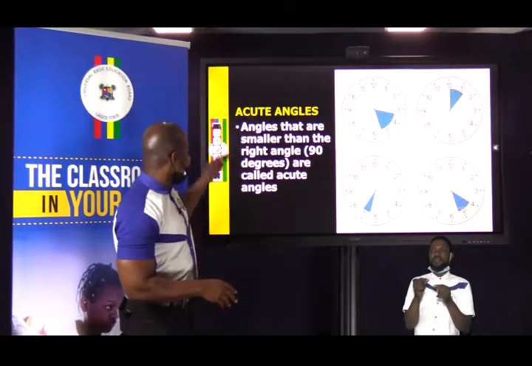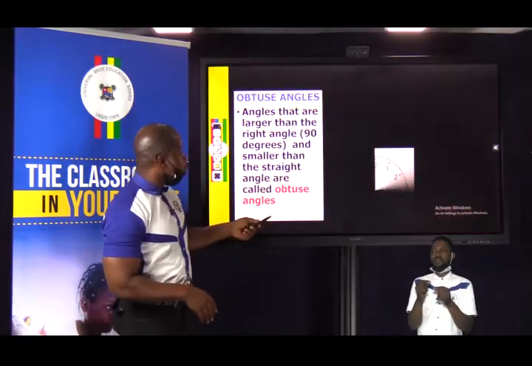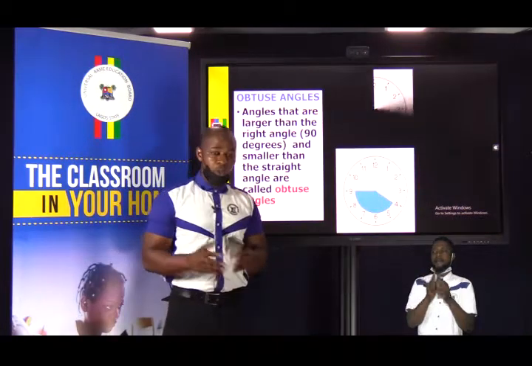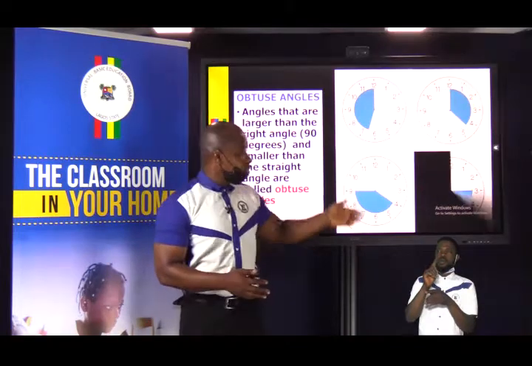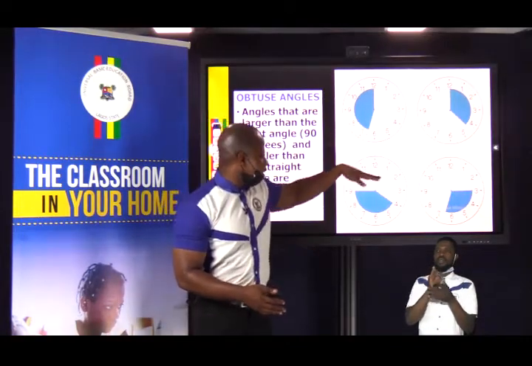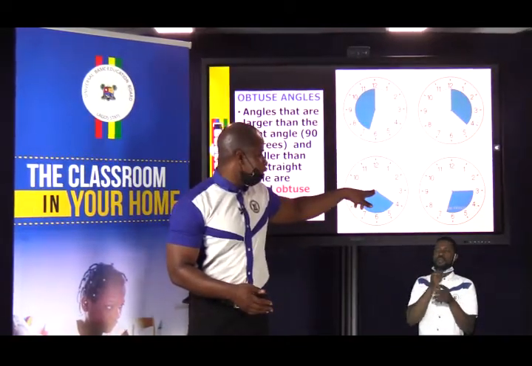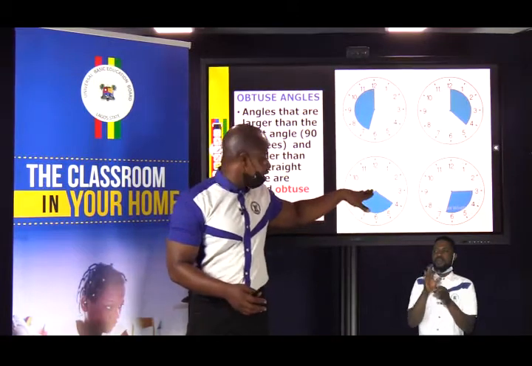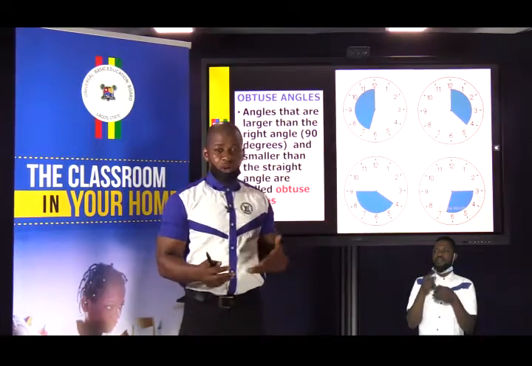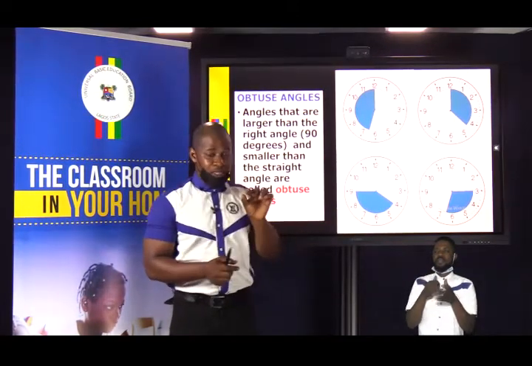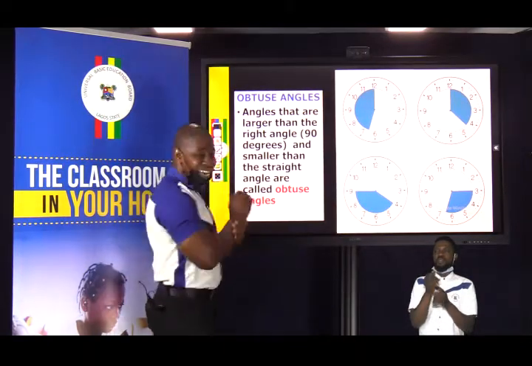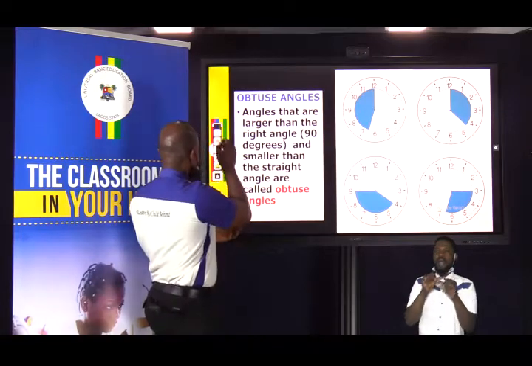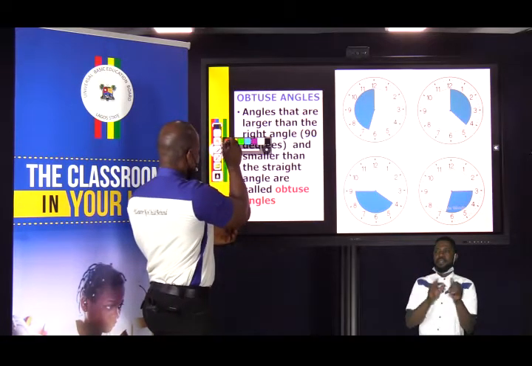But if they are bigger than 90 degrees, then we call them obtuse angles. Obtuse means something that is blunt, so they are no longer sharp. If a knife has this shape, then it's no longer going to be as effective as a knife that is pointed. So these are angles that are bigger than 90 degrees.